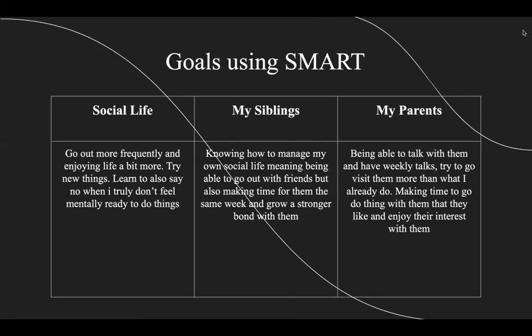My goals using SMART. Social life is going out more frequently and enjoying life a bit more. When my brother was struggling through his addiction, I would not frequently go out, but try to just stay home and cry with my emotions because I didn't know how to cope and I didn't have anyone to talk to, and I didn't want to burden my parents with my problems and my mental health. Instead, I would just cope with it by myself.